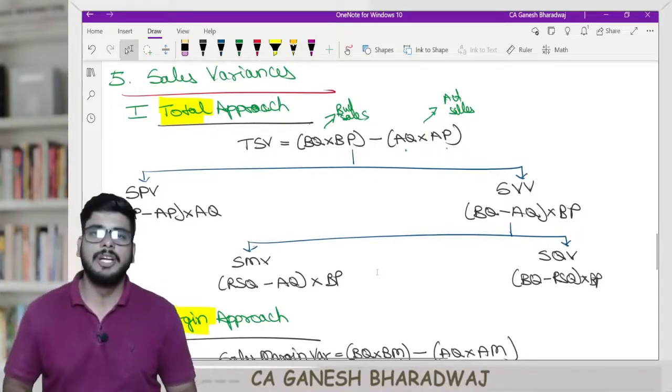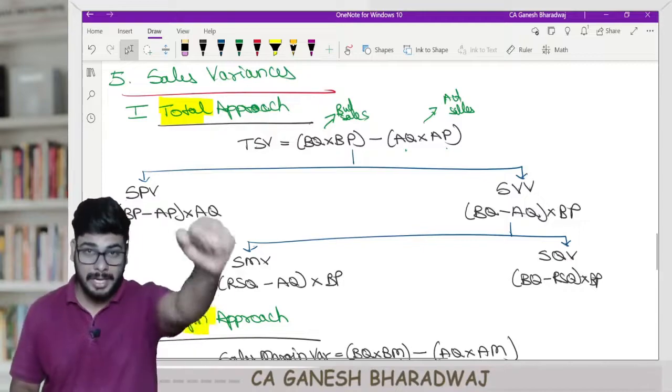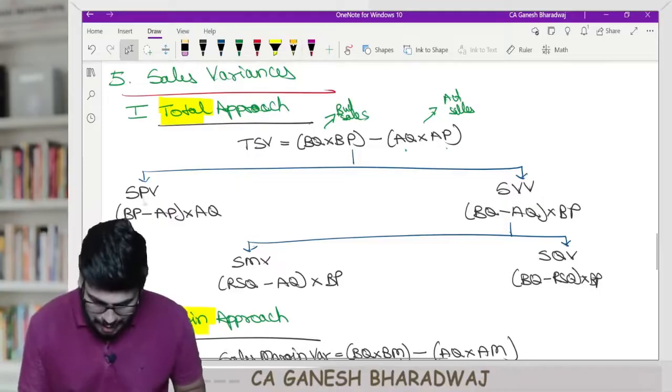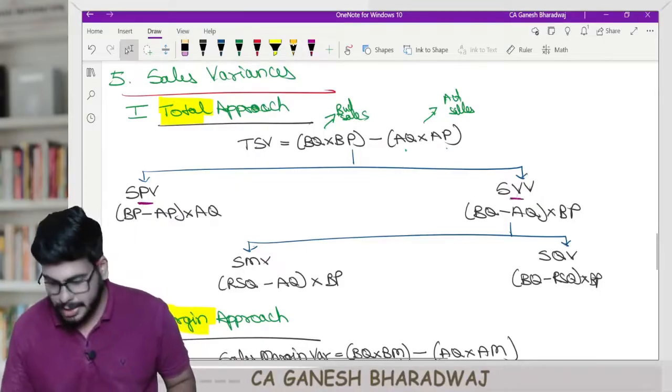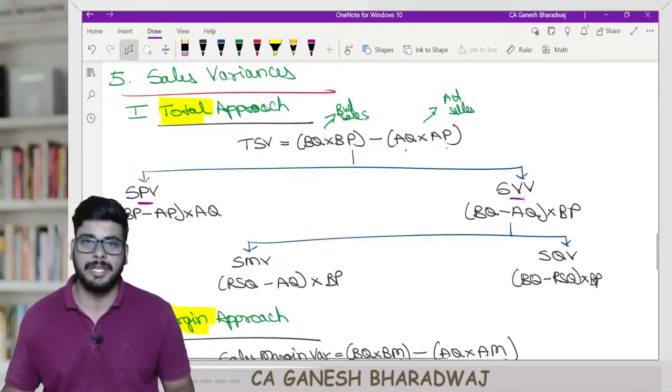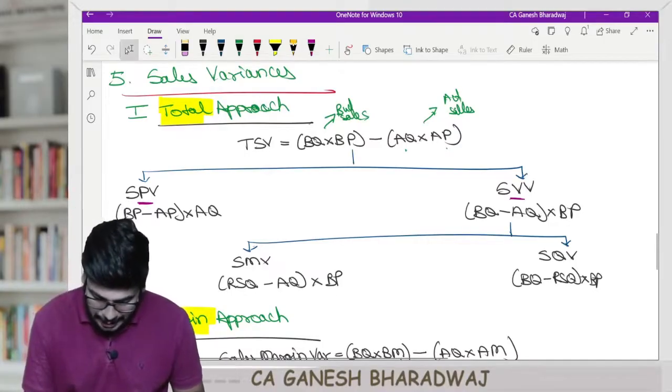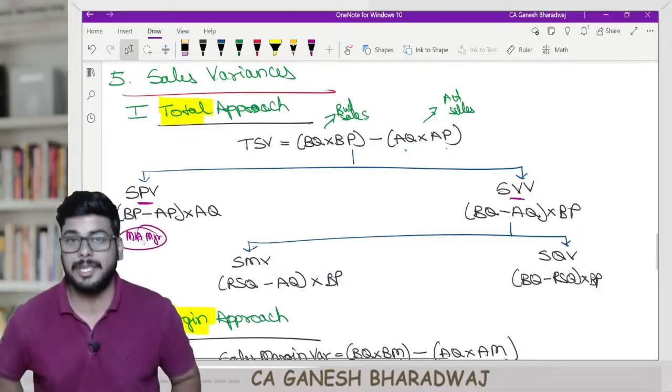That is not enough. Immediately your managing director will ask, why has the sales variance happened? It is bifurcated into 2: sale price variance and sales volume variance. Sale price variance. Who is responsible for sales price variance? Your marketing team, your marketing manager. Are you clear with this? This guy fixes your selling price and all that, right?